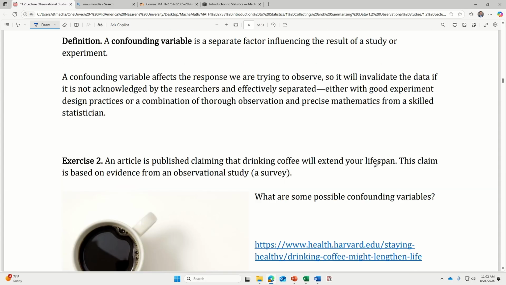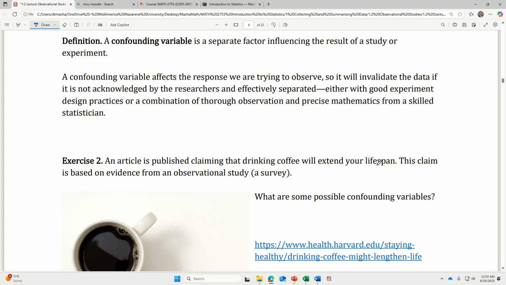Here's the typed out version. A confounding variable is a separate factor that influences the result of a study or experiment. If the researchers don't acknowledge what the confounding variables might be and separate that from the effect we're trying to measure, then it's going to invalidate your results. Whatever you're trying to claim is not going to be very accurate.